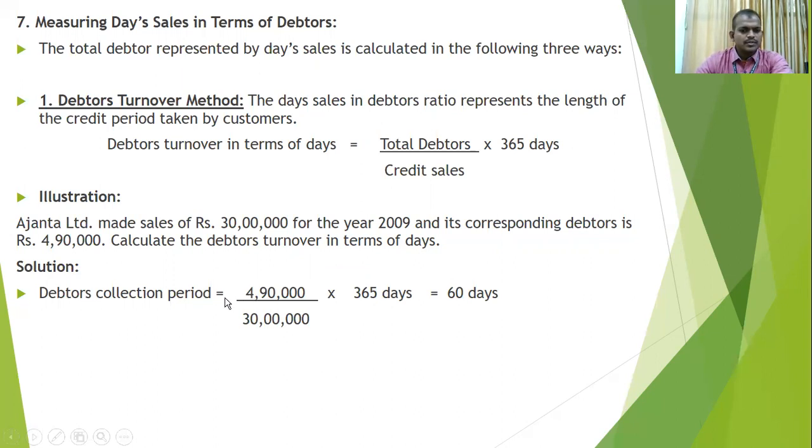So debtors collection period is debtors by sales made, into 365 days. So in 365 days, they made 30 lakhs sales. So in how many days did they make 4 lakhs 90,000? So finally 60 days. So within 60 days, they are able to make the debtors.